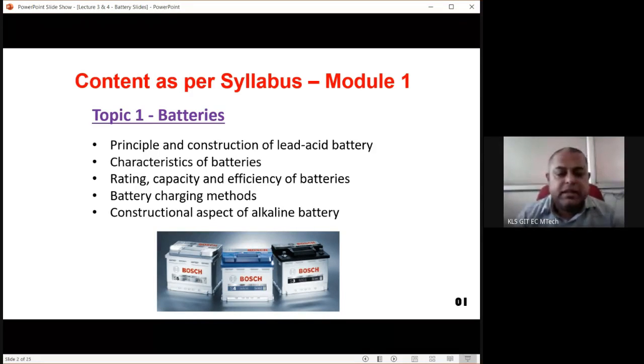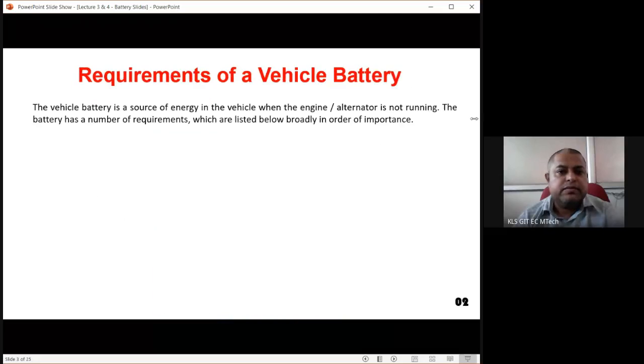Lead acid battery was initially invented, and nowadays there are a lot of other technologies for power supply. And alkaline battery, or NiCad battery as we will see, is a newer one. We'll see all these topics today, and time will be almost 50 minutes. There are around 20-21 slides. Let us see how many we can go through.